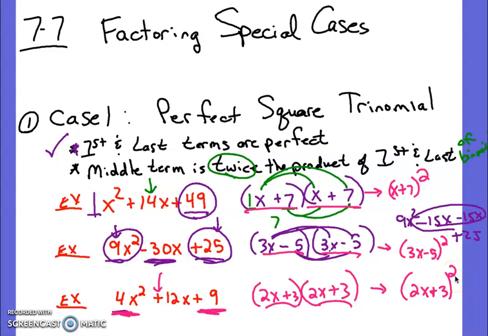So it would be written like that. So that's case number 1, perfect square trinomials. And before I show you the next case, I want to emphasize again, make sure you check it by FOILing. If you FOIL it, you can check your answers on all of these.